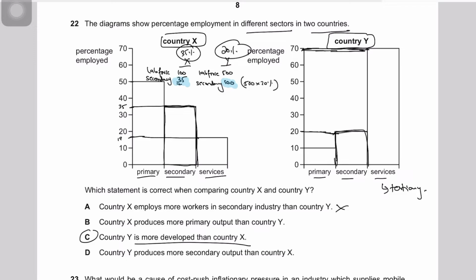This kind of conclusion is more realistic than making a conclusion on the number of workers, which we can't make out from this graph because we don't have the relevant data provided, right? So remember, don't make these kind of mistakes in your exam.